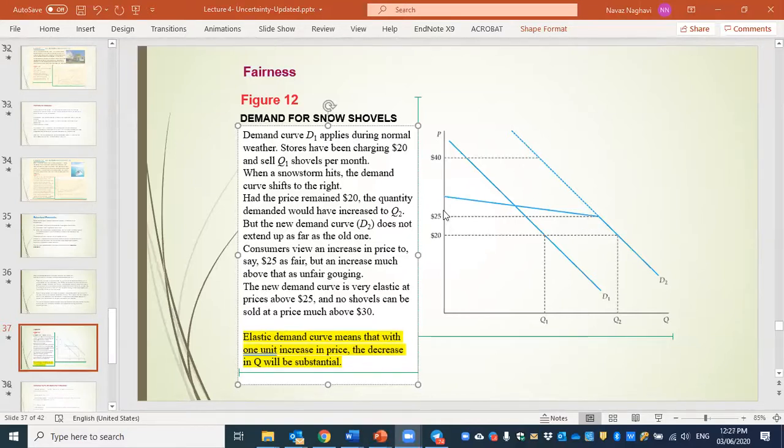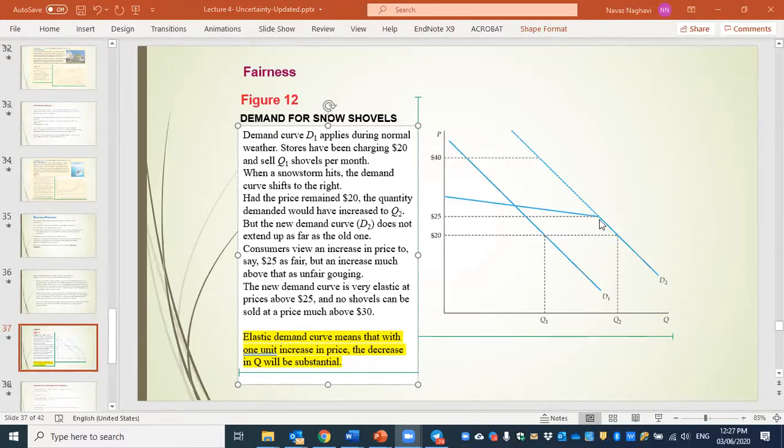Because you assume that you want to show one unit of increasing price, let's say from here to here, and you want to show the substantial decrease. If the price is increasing one unit, you can see that the change in Q, the change in this line, is much, much more than the change in one unit here. So that's why you want to show the relationship between elasticity and slope. It means that the more elastic function has less slope.